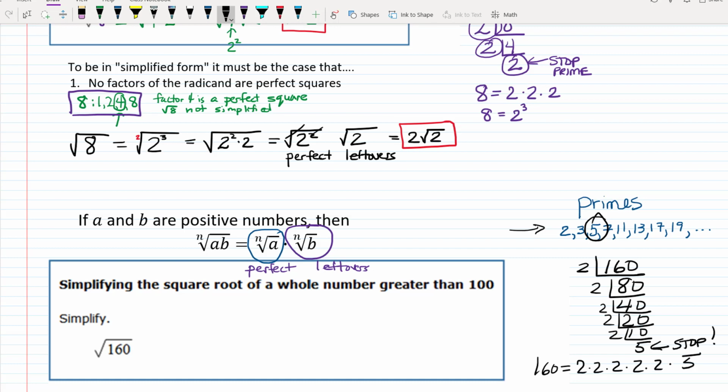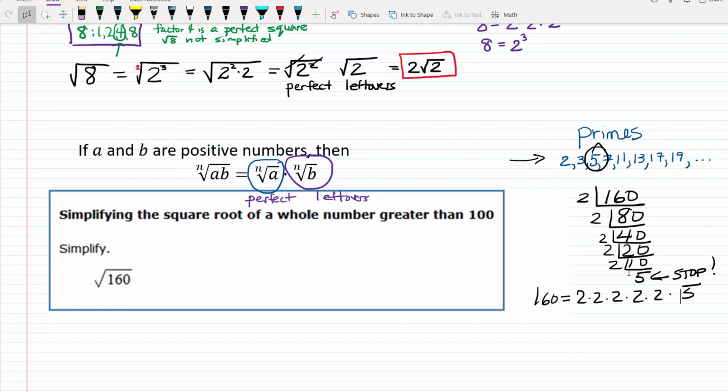5 2's and then a 5. But I don't like writing it like that. That's long and cumbersome. So I'm going to write it as 160 equals 2 to the 5th power times 5. So now I'm going to come over and I'm going to work my problem.